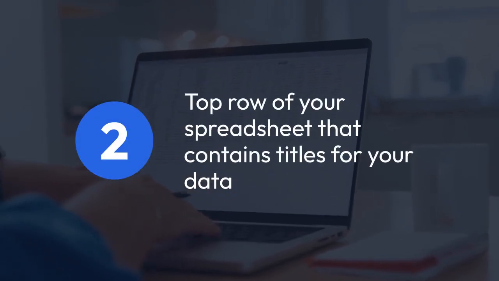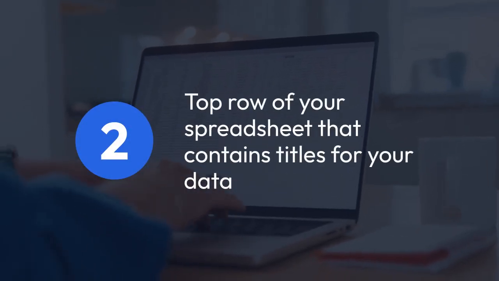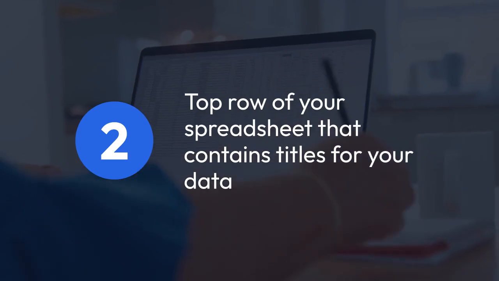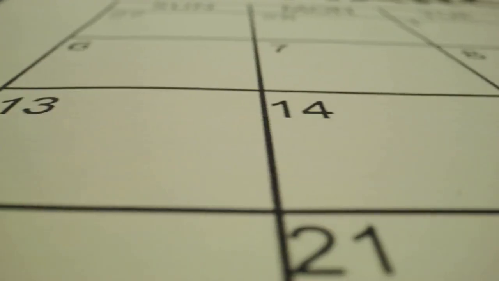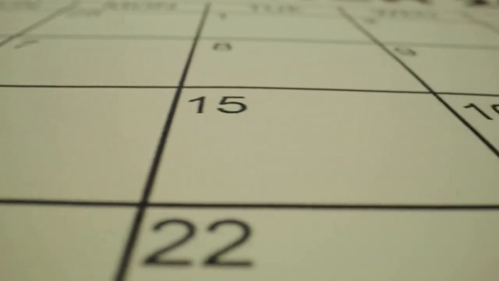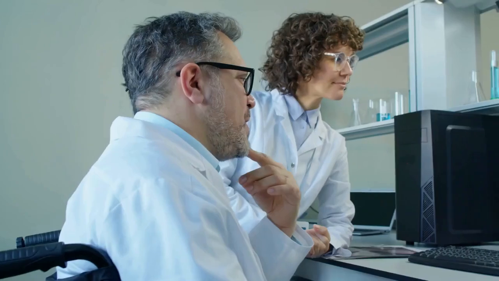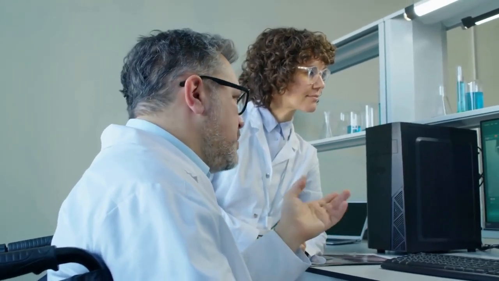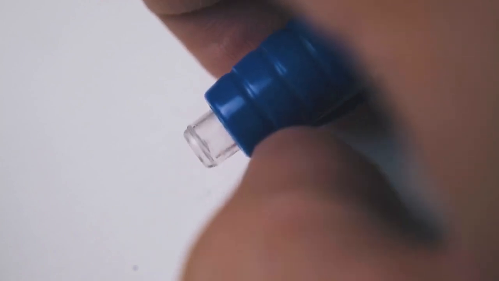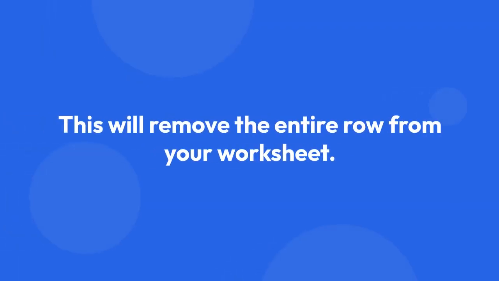2. If you're referring to the top row of your spreadsheet that contains titles for your data, often styled differently and may be merged, you're not deleting a header in the page setup sense, but deleting a row. Simply select the entire row, click the row number containing the header, then right-click and select Delete. This will remove the entire row from your worksheet.